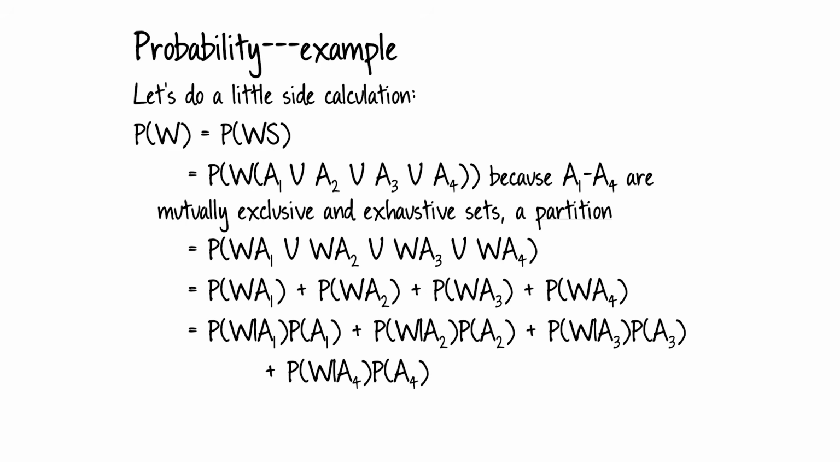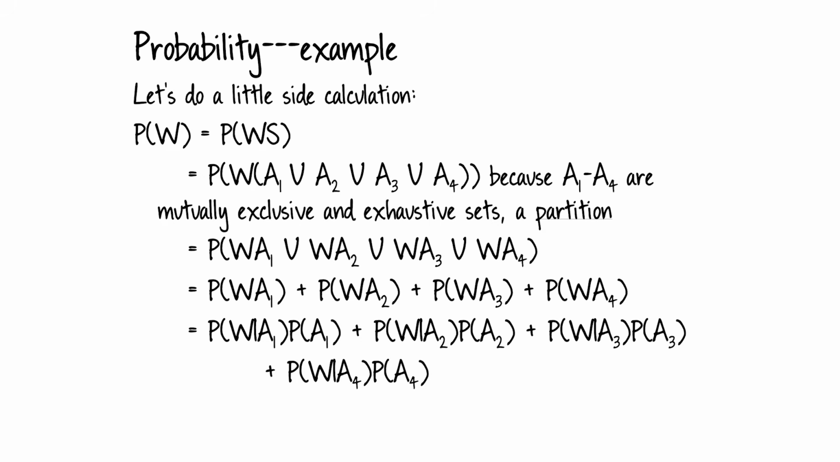So let me first start by saying the probability of a Republican win is just equal to the probability of the intersection between a Republican win and the sample space. That's almost a tautology, but it's going to be helpful in the calculation. Then I can write the sample space as the union of these 4 events, A1 through A4. Why is that? Because A1 through A4 are mutually exclusive and exhaustive events, and therefore form a partition. So the union of all of them is equal to the sample space.